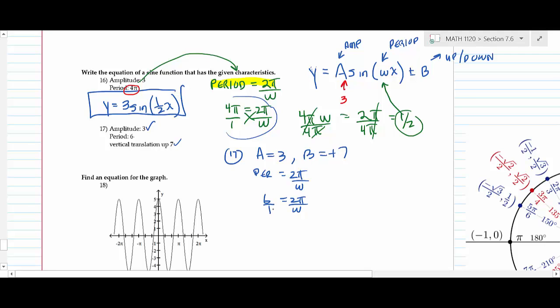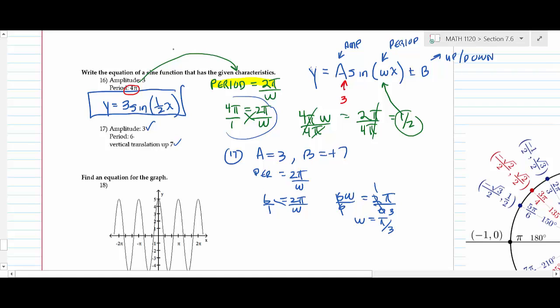All right? So what we have is cross multiply, so what you're going to have is 6 omega equals 2 pi, and then we divide by 6. Okay, what does that reduce to? That looks like 2 over 6 is 1/3, so that means omega is pi over 3.